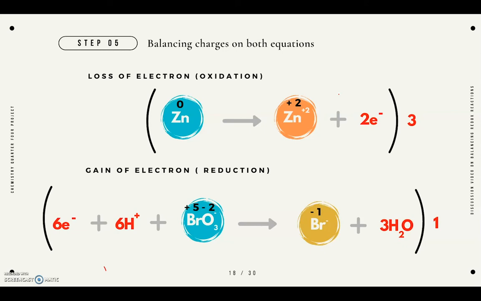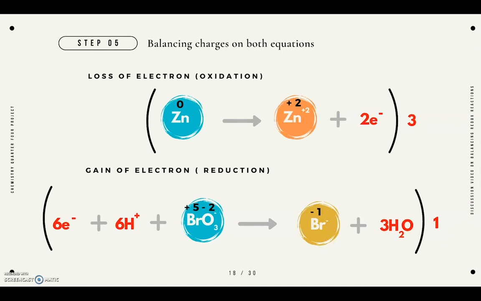In this reaction, the least common multiple of 2 and 6 is 6. So, we will multiply the oxidation part here by 3 to make 2 times 3 equals 6 electrons, while the reduction part remains as is. Or we can say that we will multiply it by 1 to make 1 times 6 equals 6 electrons.